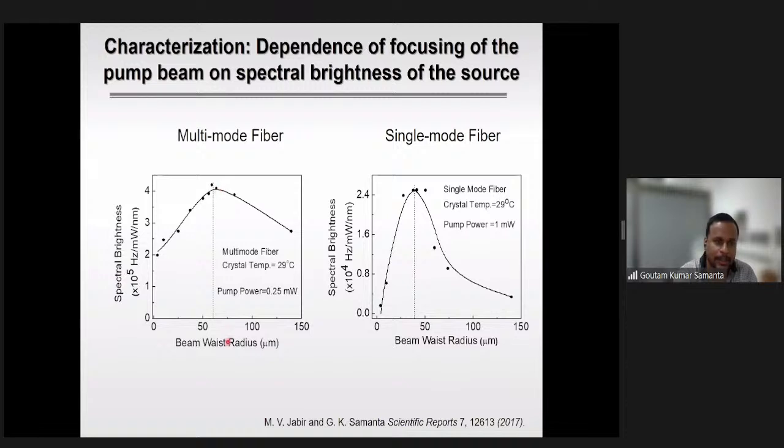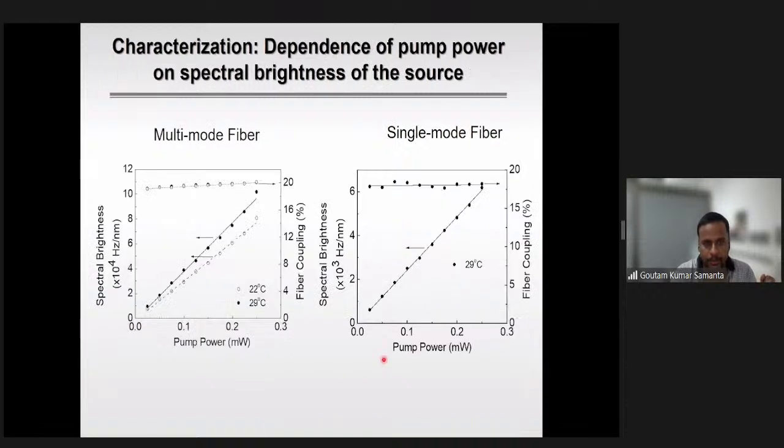And then we found there is an optimum beam waist condition required for this kind of process to give the highest brightness. In both cases we get something around 50 to 60 micron, which gives us the highest, so that is what we select. Okay, and then we also studied the linearity: if we keep increasing the pump power, the conversion efficiency or the brightness has to go up linearly.